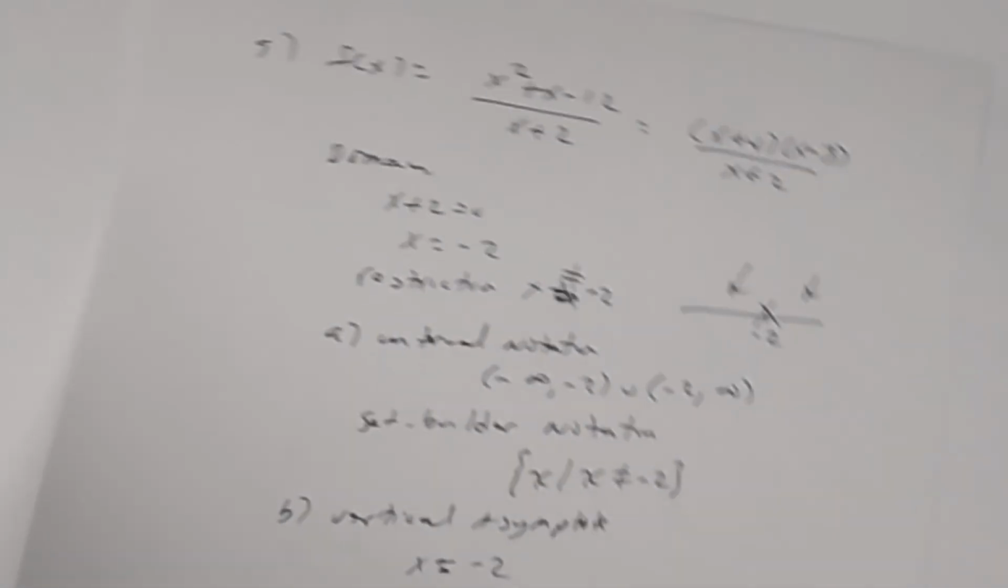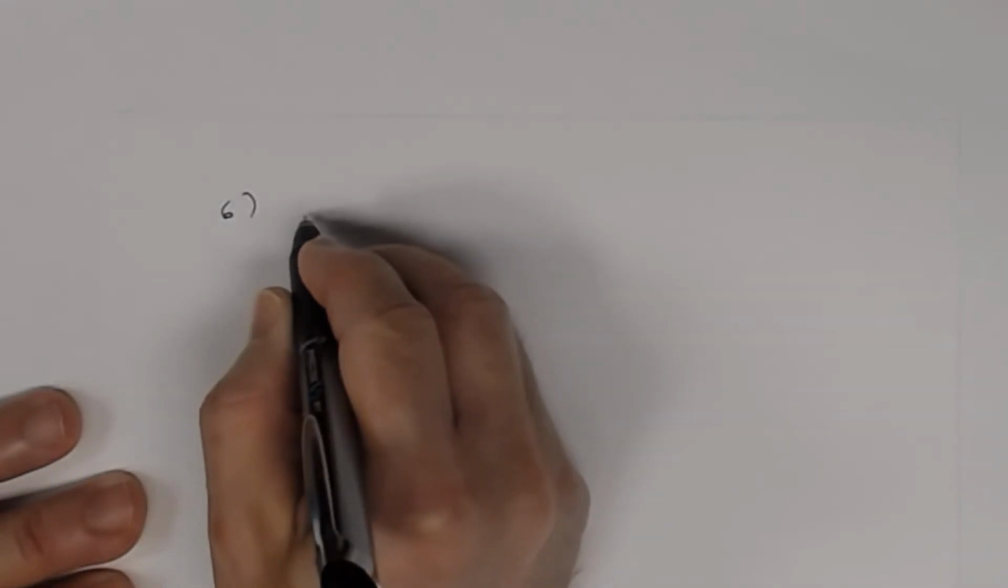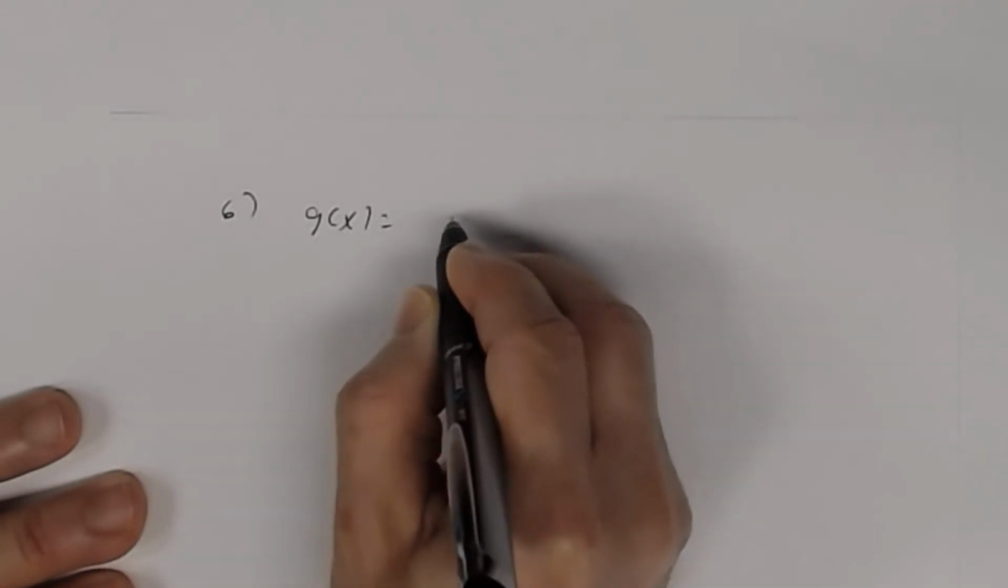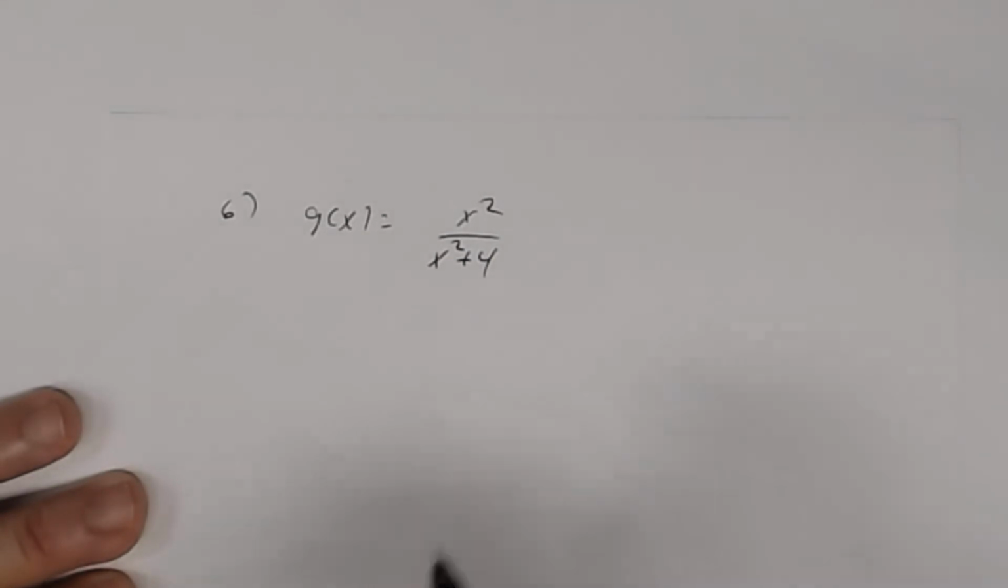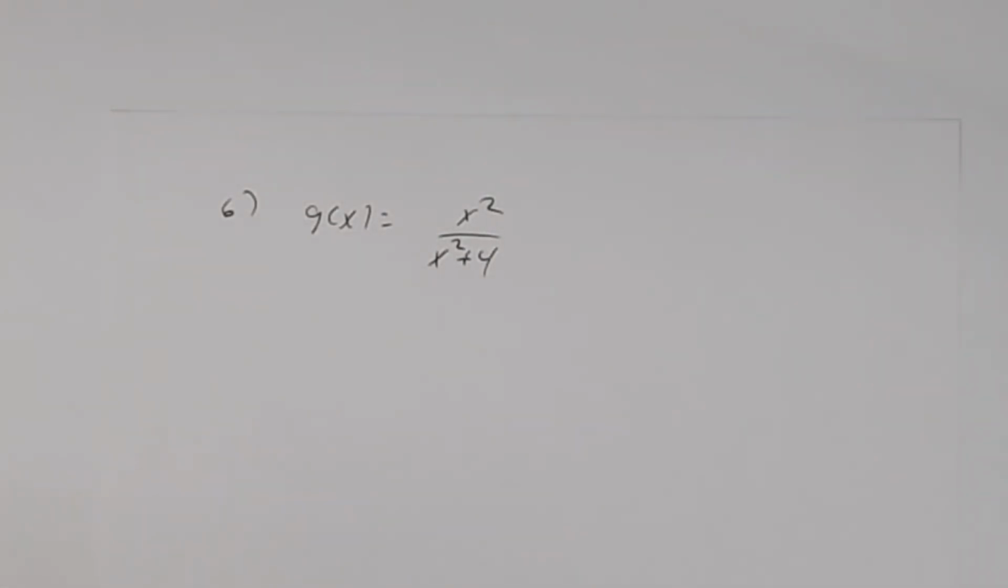Okay, now finally, let's look at number 6, and then that should be enough to get you through a basic understanding of the relationship between restrictions in the domain and the vertical asymptote. All right, this is number 6. So let's say g of x equals x squared divided by x squared plus 4.